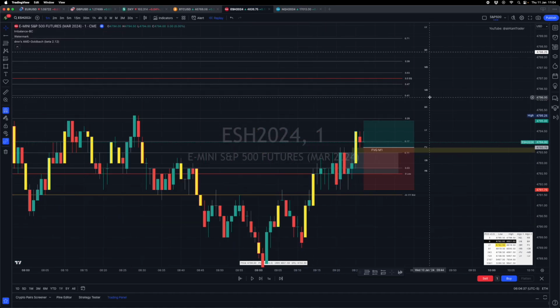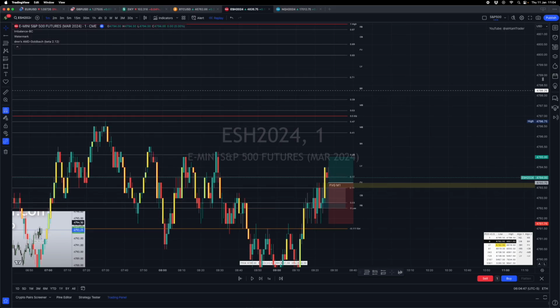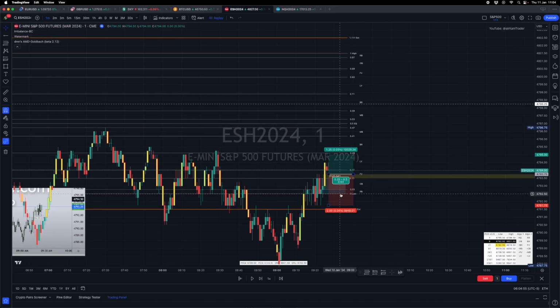What are we going to target? Let's target the first piece of liquidity in the premium of the range. How do we know that? Again, this is the dealing range low. This is the dealing range high. This is equilibrium.